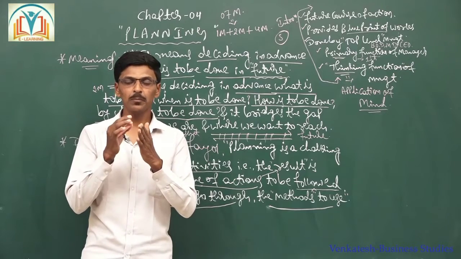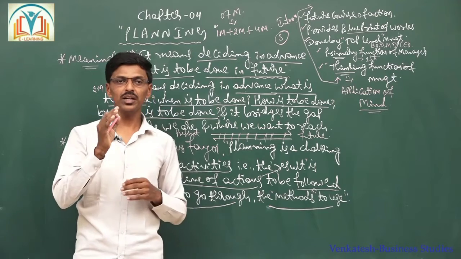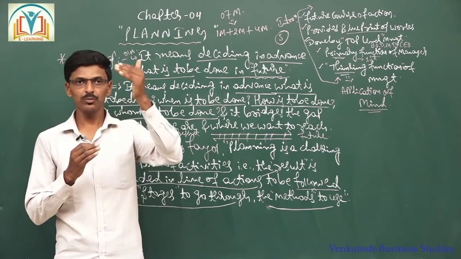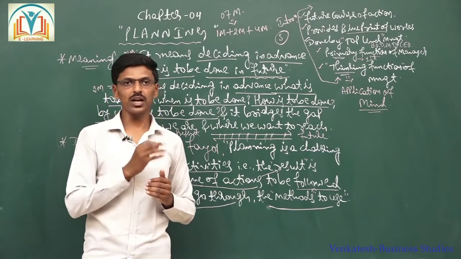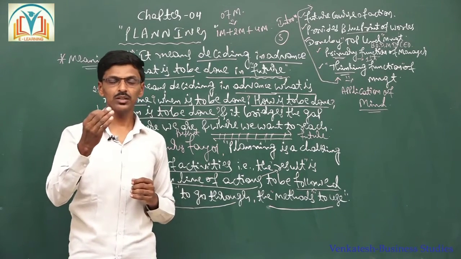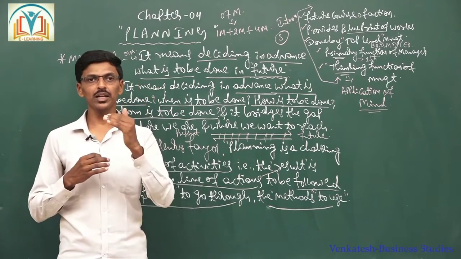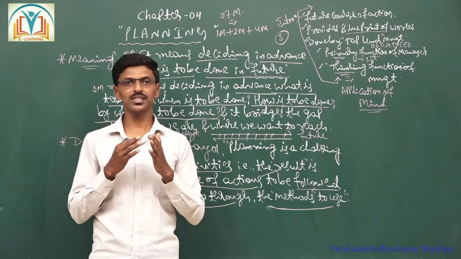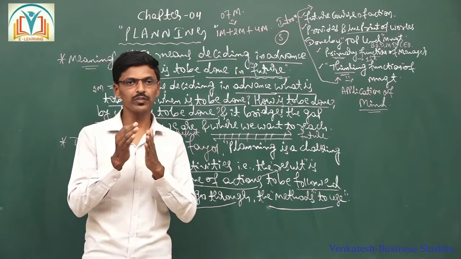That is called planning. So that is why, in the words of Henry Fayol, we are now chalking out the line of activities that are to be performed in future. To perform those activities, what are the stages, what are the methods that we are going to use in realizing the future goals and objectives. That is called planning in the words of Henry Fayol.